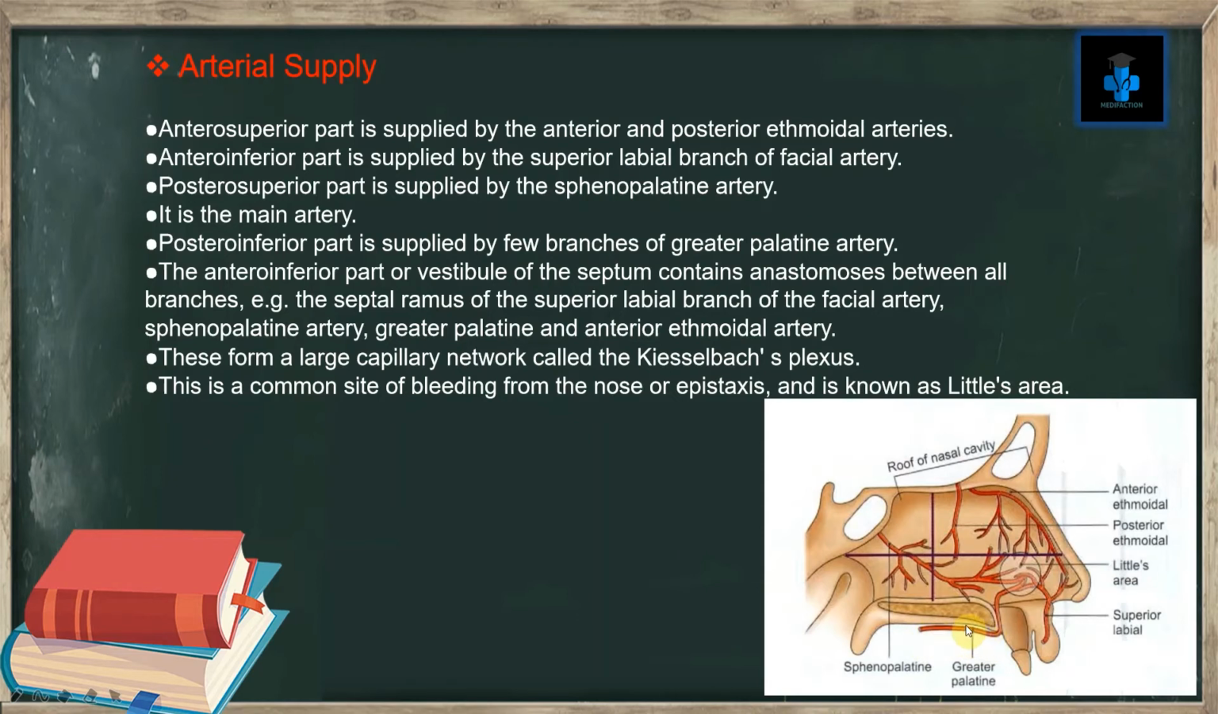The anterior inferior part or vestibule of the septum contains anastomosis between all the branches. For example, right here you can see the septal ramus of the superior labial branch of the facial artery, sphenopalatine artery, greater palatine, and anterior ethmoidal artery. Right here. These form a large capillary network called Kesselbach plexus. This is a common site of bleeding from the nose or epistaxis and is known as Little's area.